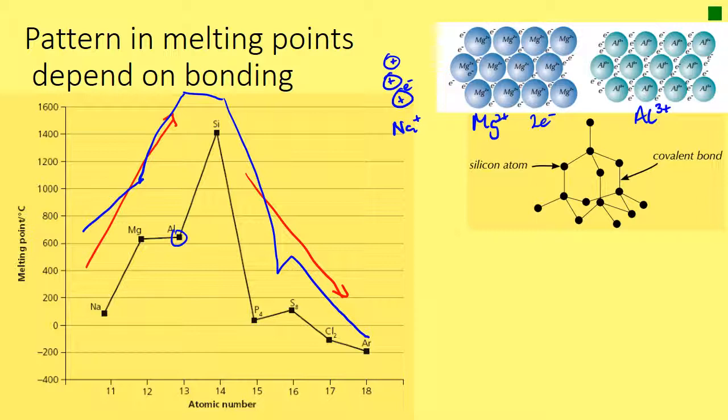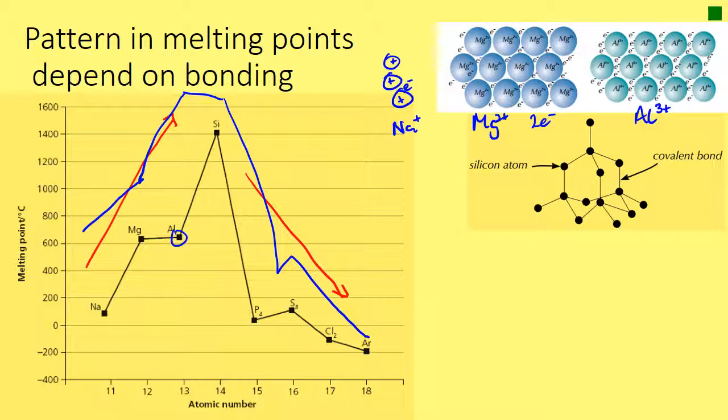Now, however, when we go on to the rest, or at least phosphorus, sulfur and chlorine, we're also talking about covalent bonds. However, we're not talking about giant covalent structures. We're talking about simple molecules.